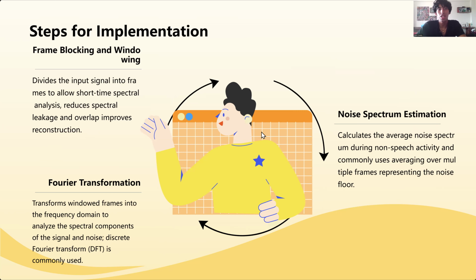Then we have the noise spectrum estimation, where we calculate the average noise spectrum during non-speech activities and commonly use averaging over multiple frames representing the noise floor. Then we convert each frame into the frequency domain using the discrete Fourier transform to analyze the spectral components of the signal and noise. And finally, we subtract the estimated noise spectrum from each noisy frame.